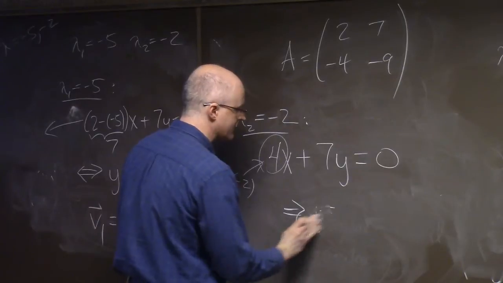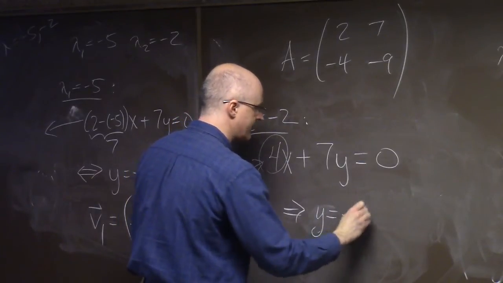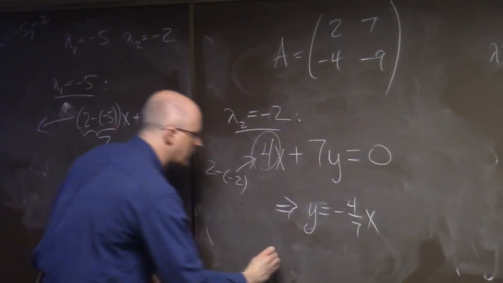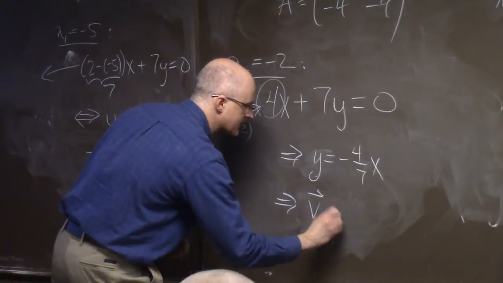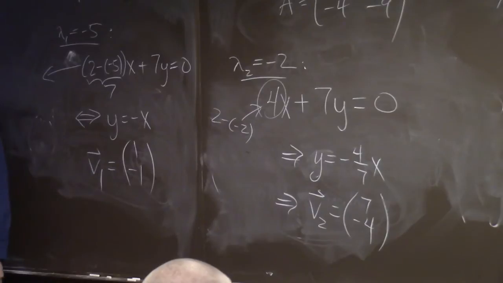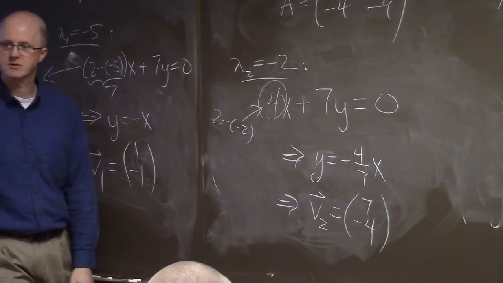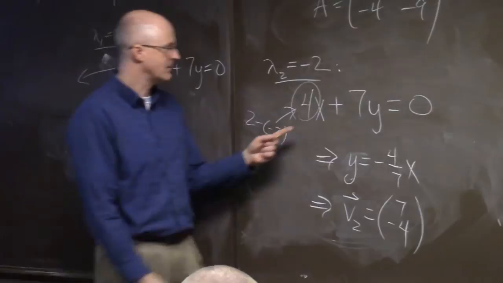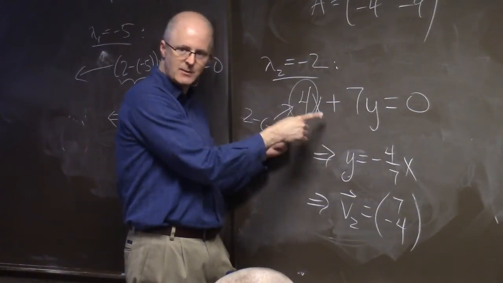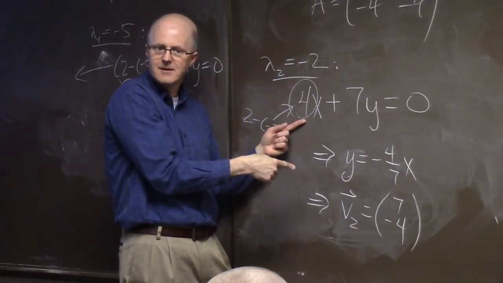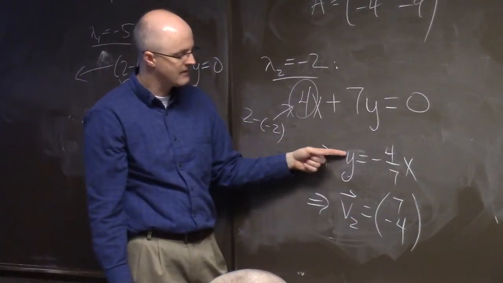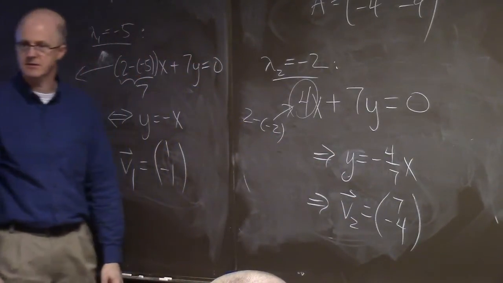Solve this for y in terms of x. You would get y equals negative 4/7 x. So probably the simplest thing to do here for your eigenvector is to let x equal 7 so that y is negative 4. But any non-zero multiple of that would work too. Another common mistake people make here is they don't jump to this equation, they just focus on this one and they think the eigenvector is 4, 7 or something. That's wrong. 7, negative 4 based on this would be the right thing to do.